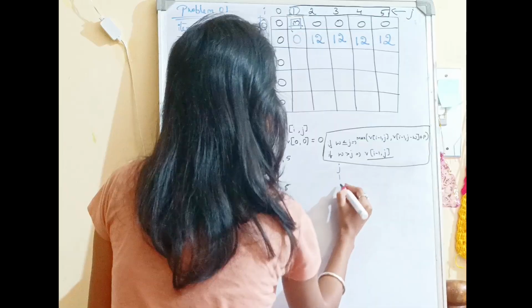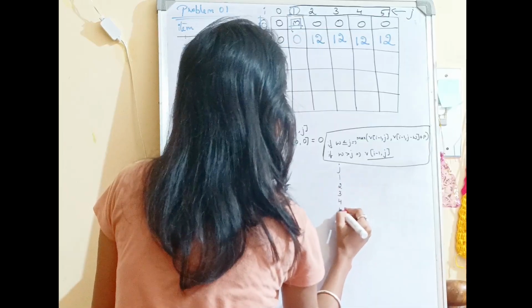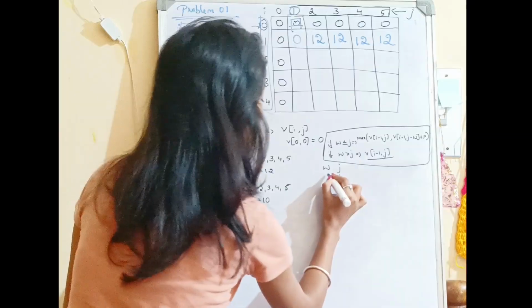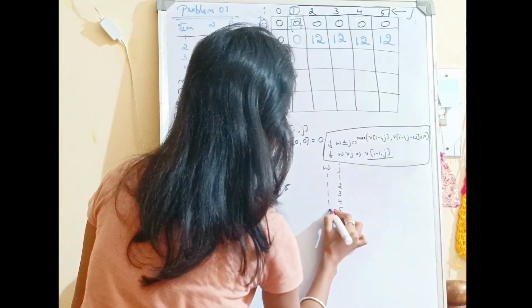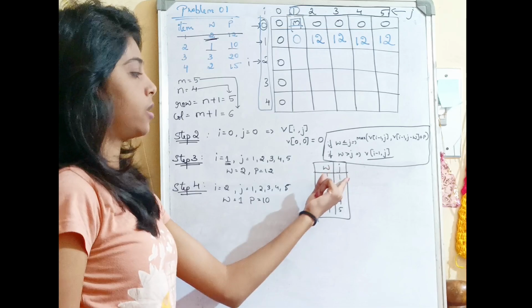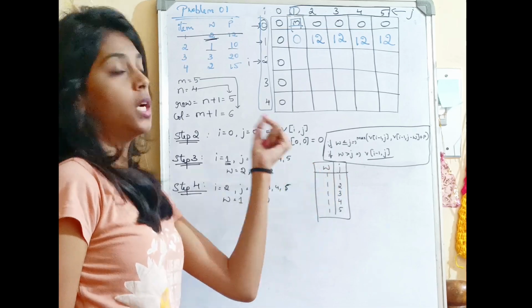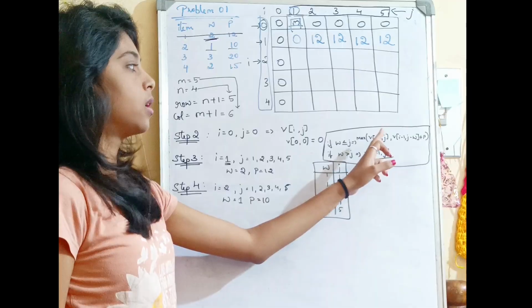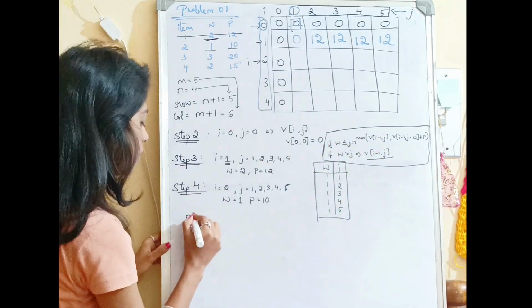J, 1, 2, 3, 4, 5. What is the weight? Weight is 1. 1, 1, 1, 1, 1. So the first weight is 1 and j is also 1. Is weight equal to j? Then which formula do we have to use? We have to use this formula. So try solving with me.